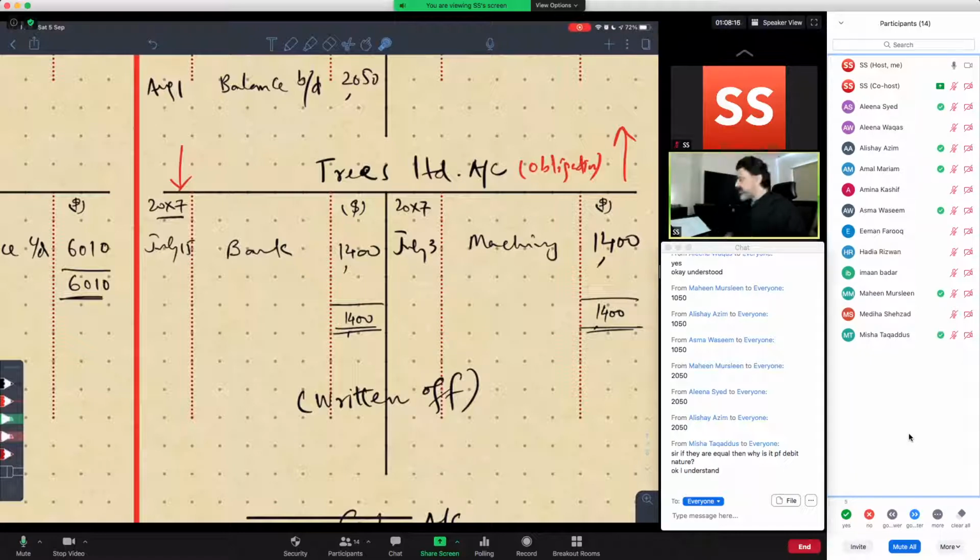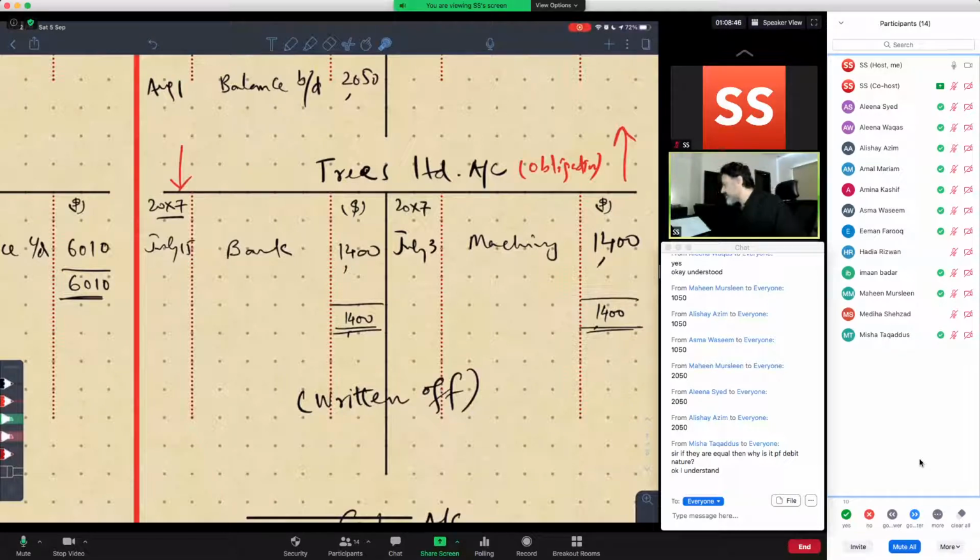There is nothing to be carried forward in this account or carried down in this account. Amna, Iman, Hatia, and Iman Badr, Mabiha. Do we understand better? Hatia. Misha has asked a question. So if they are equal, then why is it... Acha, Misha understood. Okay, fine.